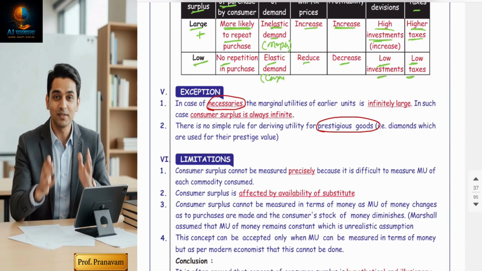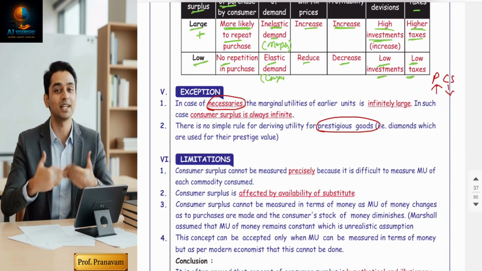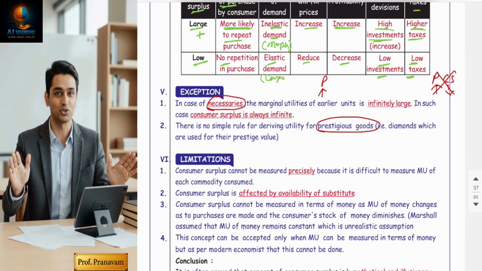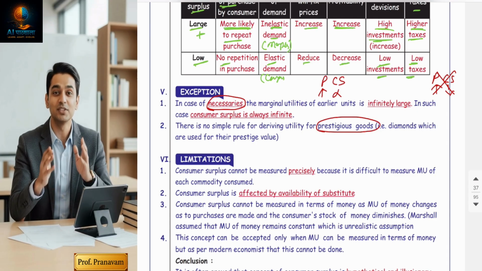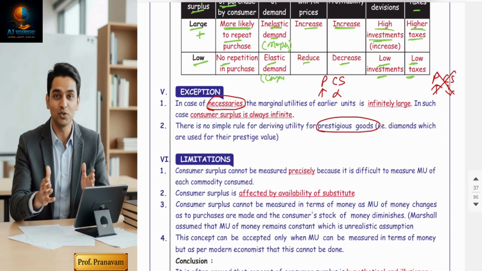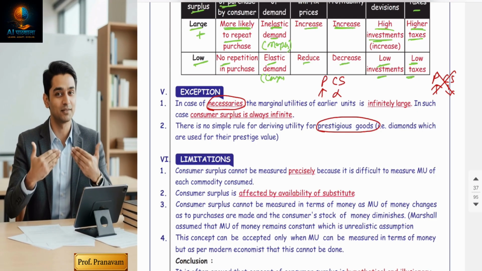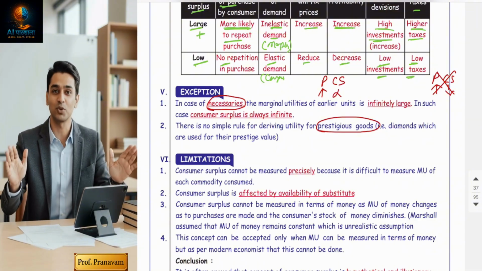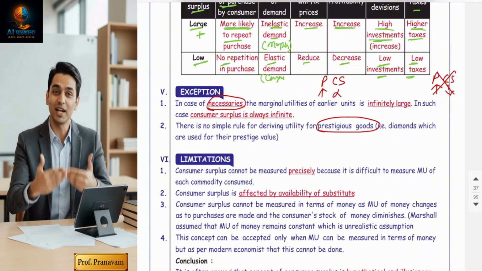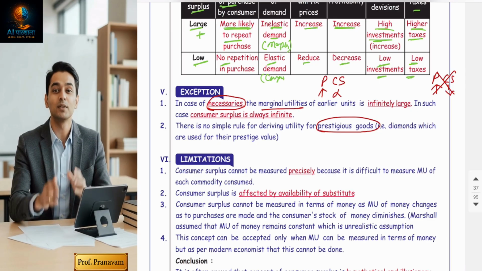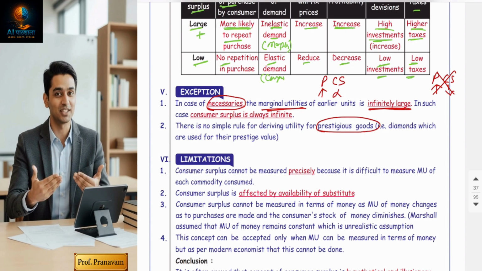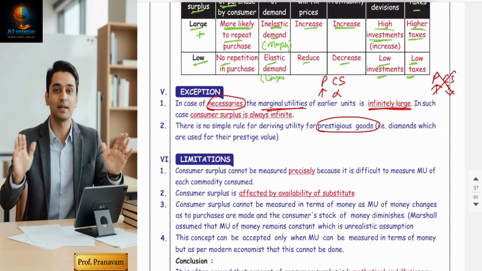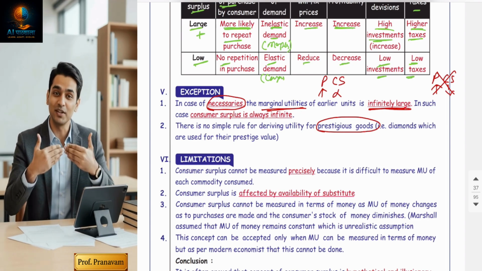See, the normal rule says price and consumer surplus have an inverse relationship. Am I correct? But here, for necessity goods, consumer surplus will remain infinity. So even though prices increase, I will keep on buying, because necessity goods are those goods which I require for my survival, right? So in case of necessity, the marginal utility will be infinitely large, so it will never come to zero. So necessity goods are an exception.